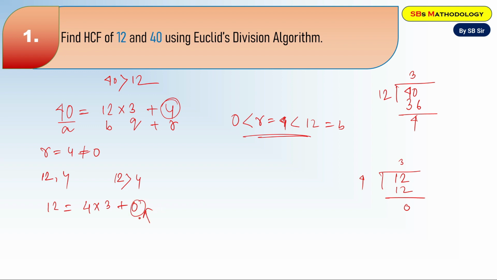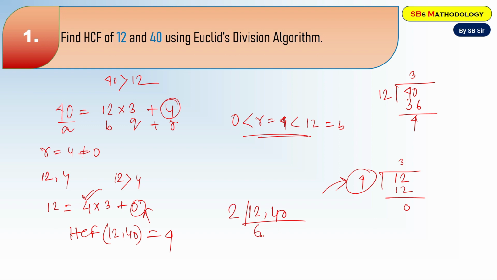Now if we get remainder as 0, Euclid's division algorithm says that the divisor will be the HCF. What is the divisor? Here 4 is the divisor. So the HCF of 12 and 40 will be 4. Now if you cross-check your answer, we write 12 and 40 and divide by 2: 2 sixes are 12, 2 twenties are 40, again divide by 2: 2 threes are 6, 2 tens are 20.